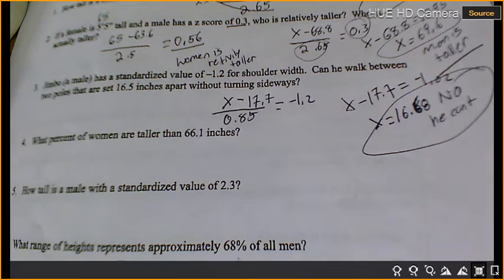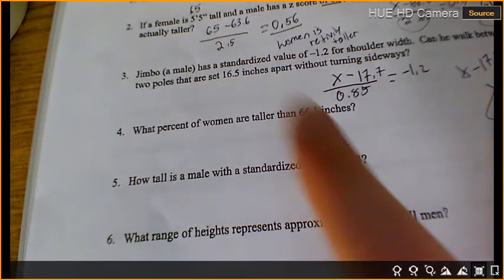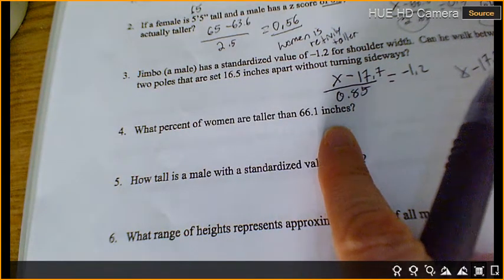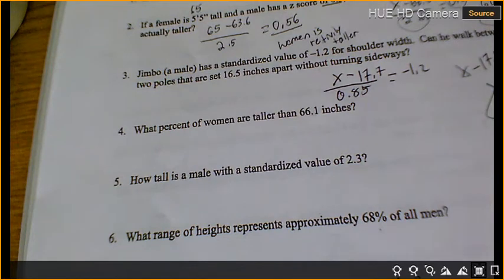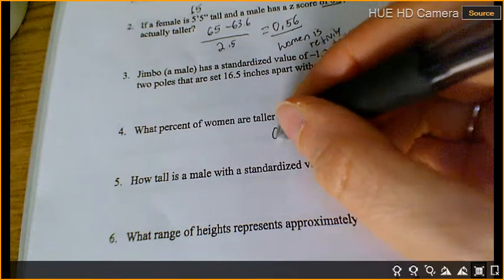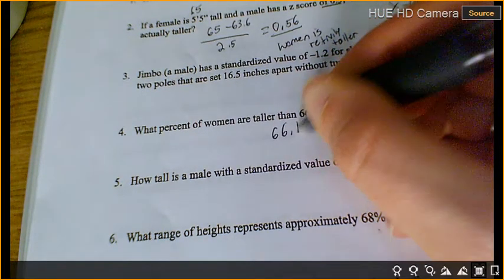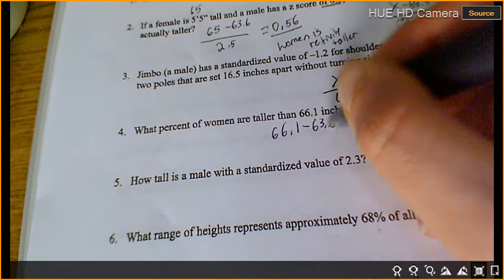Okay. I just looked it up. The average male height is 70 inches with a standard deviation of 4 inches. And the average adult woman is 65 inches with a standard deviation of 2.5. Just in case we wanted to know. What percentage of women are taller than 66.1 inches? We're going to have to find the z-score and then look up the percentage. So we're going to go 66.1 minus 63.6 all over 2.5.